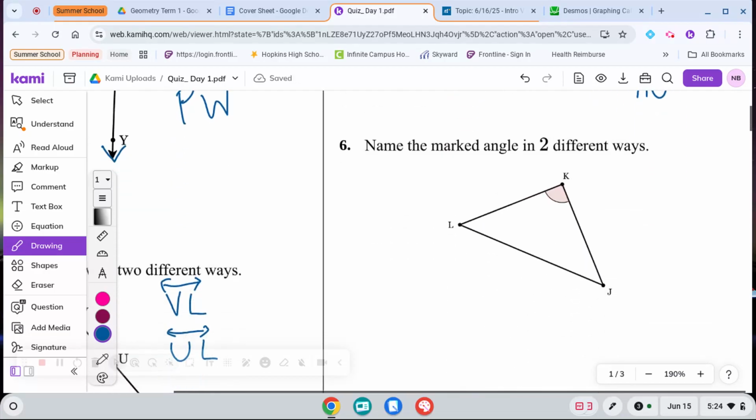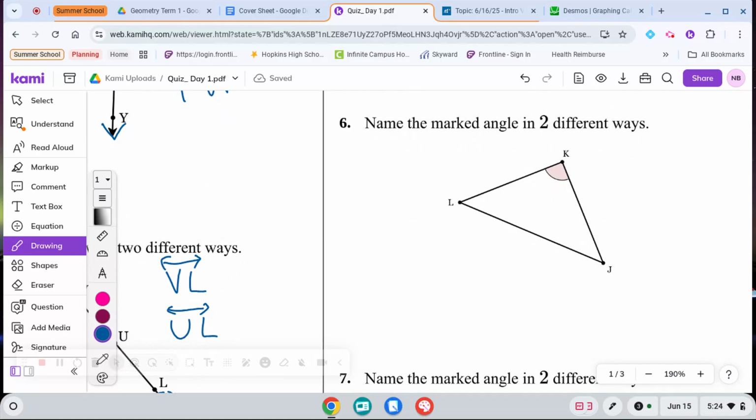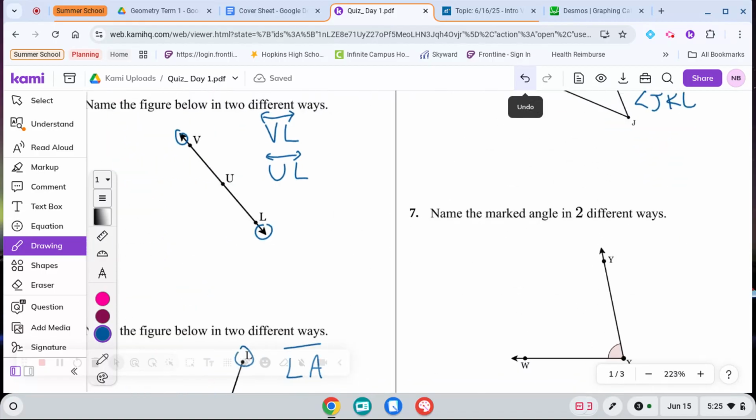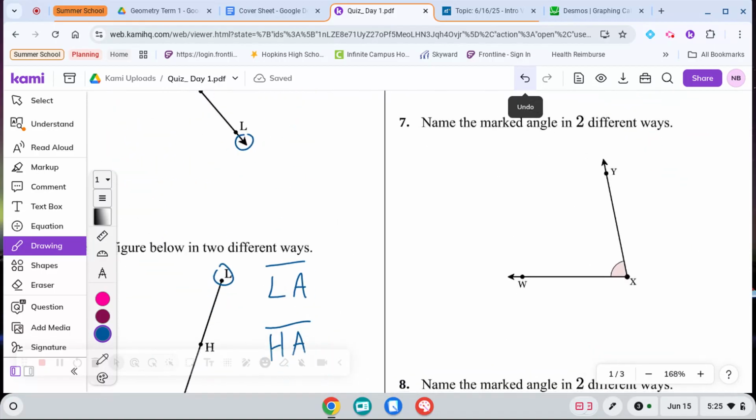Okay, this is the one that if people are going to struggle, it's probably this one. So here, there's several different ways we could name this marked angle right here. One of them, because K is the only angle that's formed off of K, we could just call it angle K. We could also call it LKJ because then it creates that angle. Or you could call it angle JKL. Again, just making sure that K is in the middle. Okay, you could pause the video here, give this one a try.